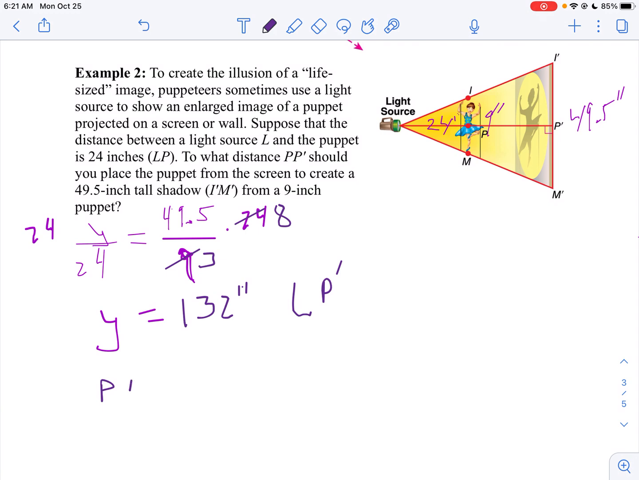Well, P to P prime, I'm going to take the whole distance, which is 132 inches. I'm going to subtract off my original distance from L to P, which is 24 inches. So the distance from the puppet to the wall should be 108 inches. You should put that screen 108 inches from your puppet so it has that height.